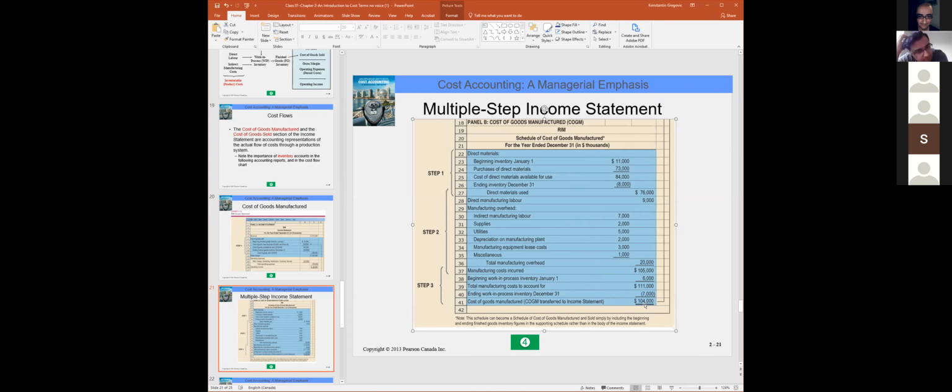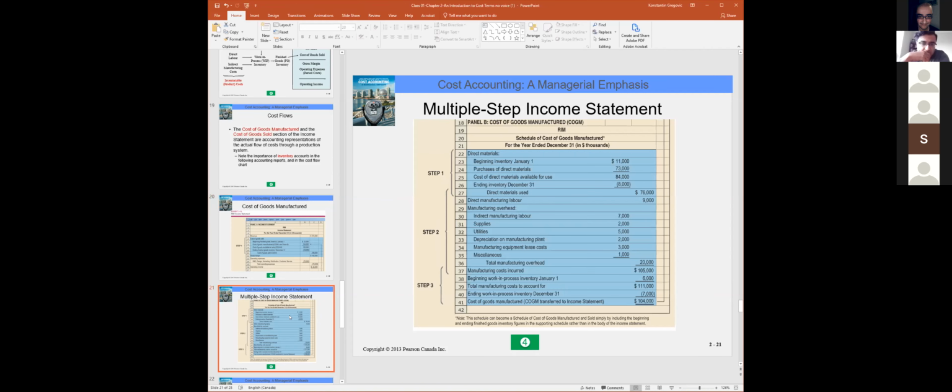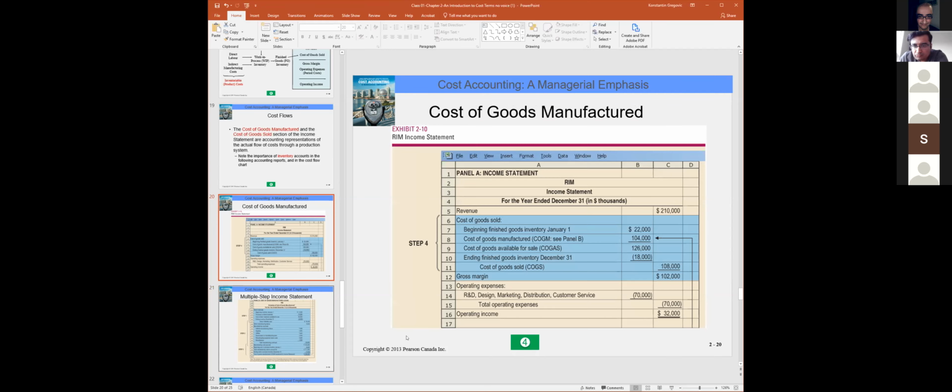But see how that 104 flows back up to here, the 104 in your income statement. And again, remember when I spoke about the relationship between management accounting statements and financial accounting statements? They are interlinked. So management accounting is not pulling numbers out of nowhere. So this is management accounting here, tracking your labor, tracking your direct materials, tracking your work in process. And then eventually it's going to flow into your income statement.